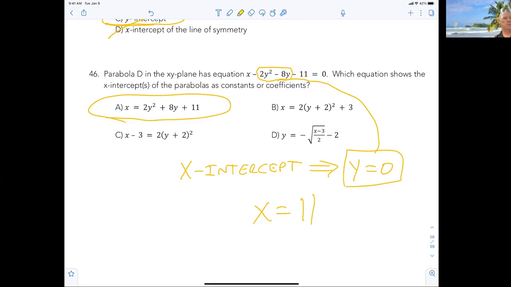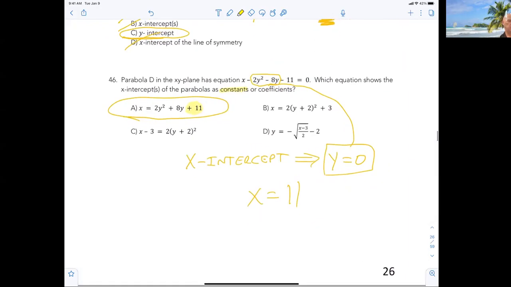Yes. You said we knew it was A because it's a constant. Beautiful. Do you see that? 11 right here. Does that make sense? All right, there's no other 11. I'm not saying you can't get an 11, but that's what they're saying when it says it shows as a constant. And 11 is the constant. All right, hopefully that helped. All right, let's go on.